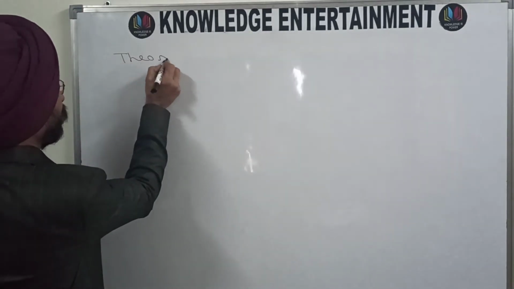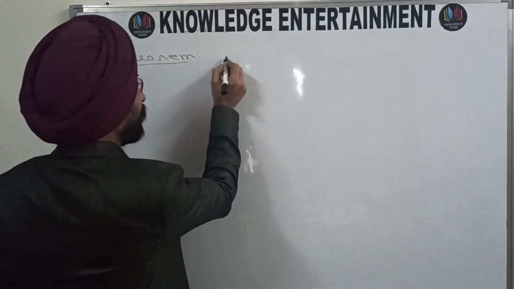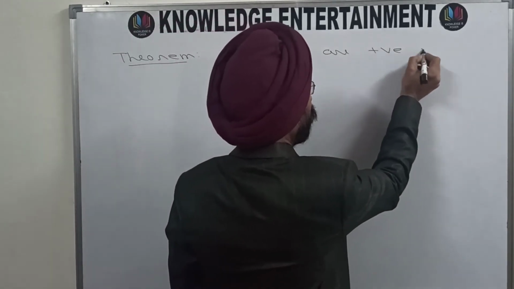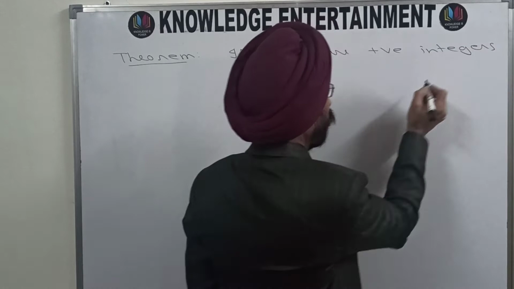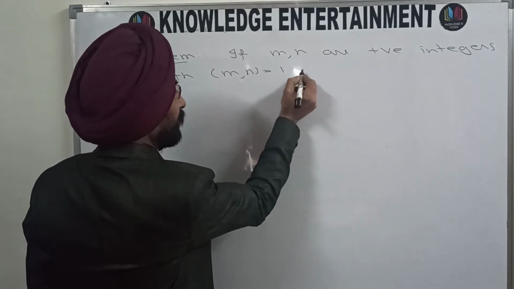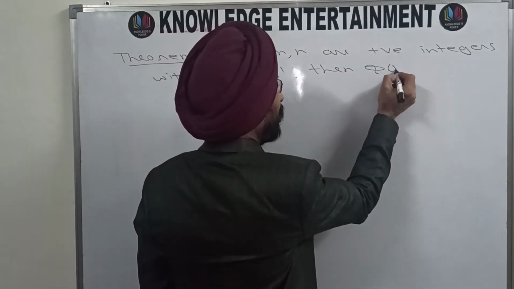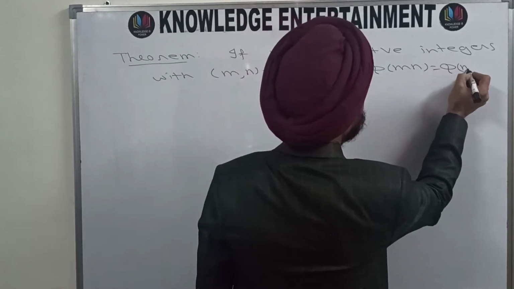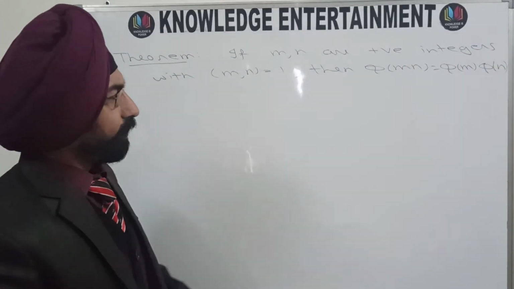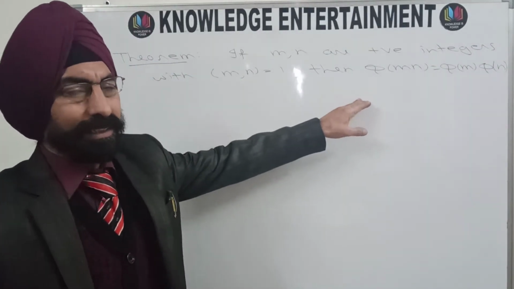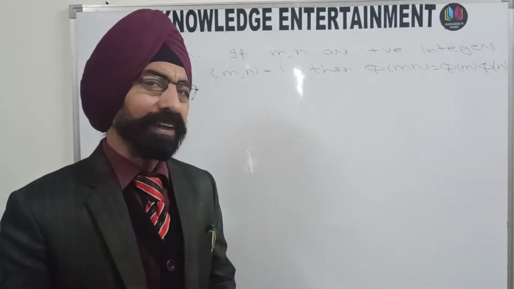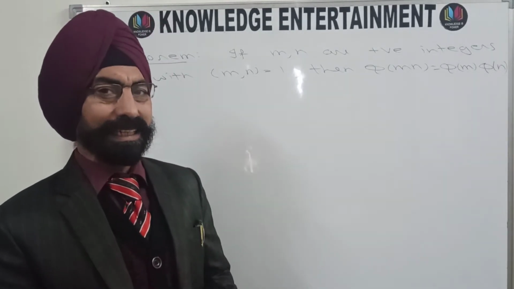So in this video we are going to start with this theorem. Write down the statement and then we will move on to the proof. Statement is, if m, n are positive integers with GCD of m and n is 1, then phi(mn) is equal to phi(m) into phi(n). Or in other words, you can say that phi, that means the Euler's function, which is an arithmetic function, is a multiplicative function. So here we are going to prove that the Euler's function is a multiplicative function.